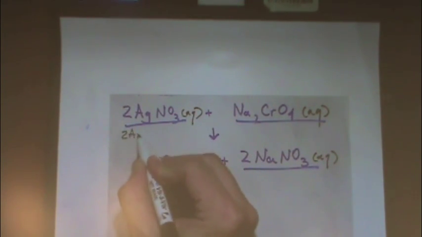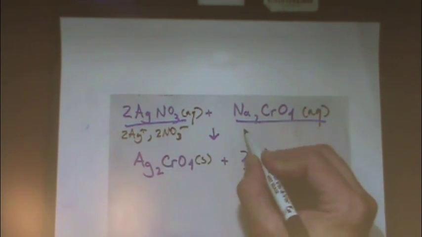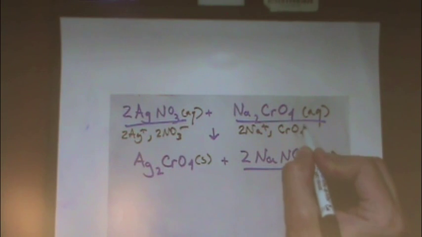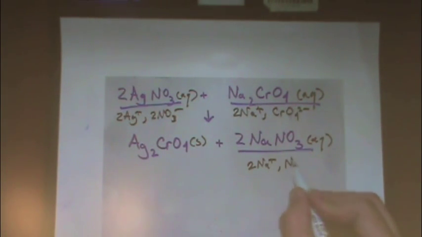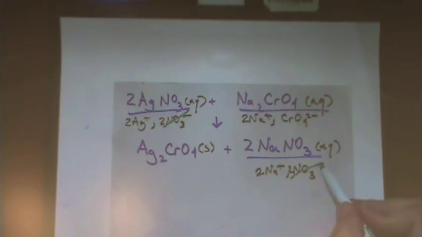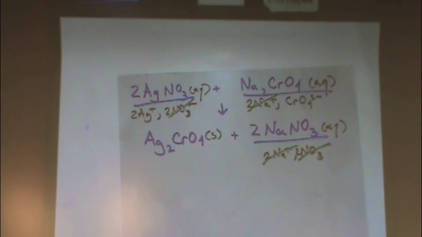So we've got 2, now write these separately, 2 Ag+ and 2 nitrates here. We've got 2 sodiums and a chromate here. We've got 2 sodiums and 2 nitrates here. You're going to see that some stuff cancels. The nitrates will cancel and the sodiums will cancel. So let's see what's left.